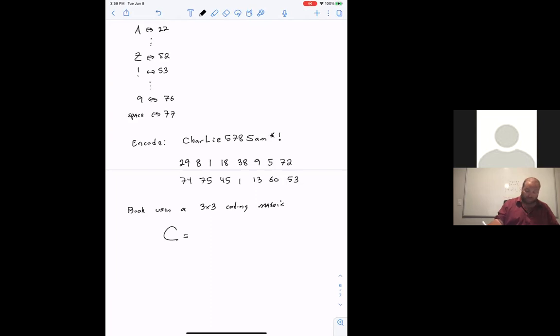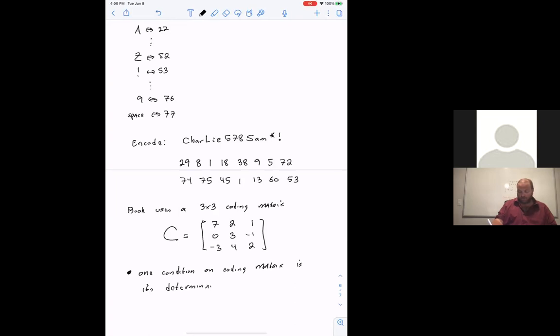And this matrix that they use, 7, 2, 1, 0, 3, -1, -3, 4, 2, is an arbitrary 3x3 matrix with one condition. That one condition is its determinant cannot be 0. So one condition on the coding matrix is its determinant is not 0. Let's just check.